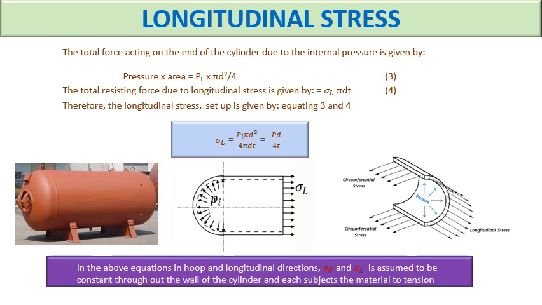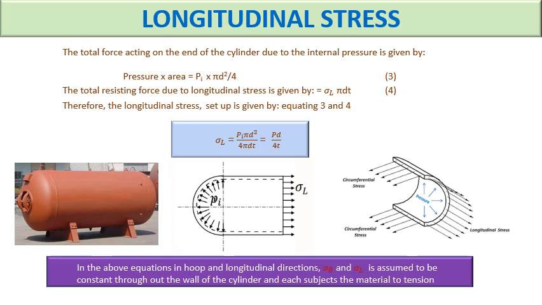And this pressure force is resisted by the longitudinal stress over the circumference of the cylinder, and that is given by sigma L into pi d into T. So if we equate these two equations, we will get sigma L is PD upon 4T. And if we examine carefully the hoop stress and the longitudinal stress, the value of longitudinal stress is half of that of the hoop stress. So this is one of the major reasons.